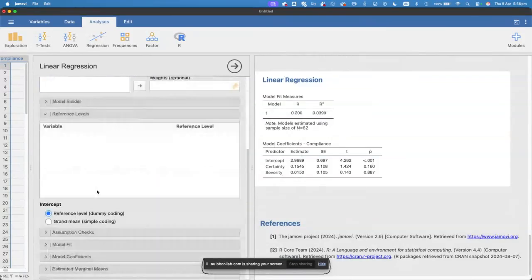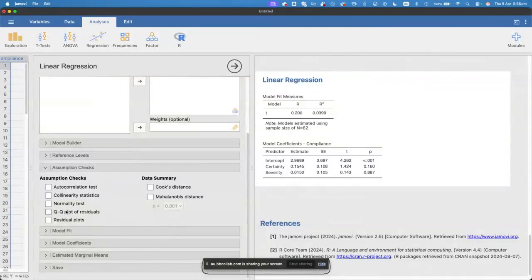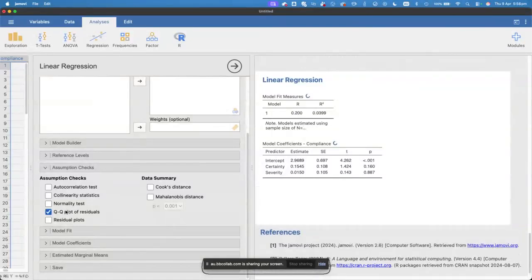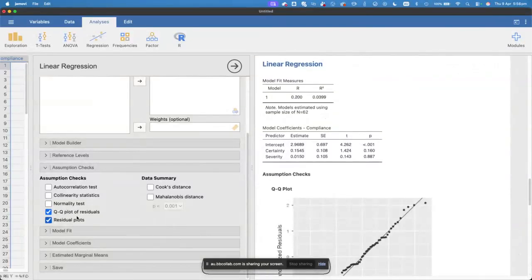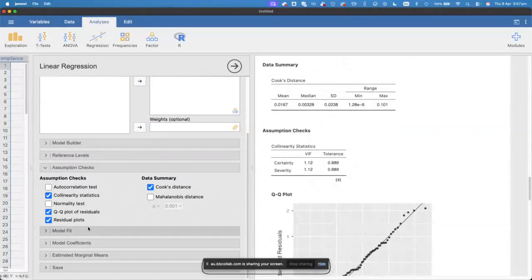And we want to select a few things. Go into assumption checks. We want to check the assumption of normality through the QQ plot, fitted versus residuals, multivariate outliers through Cook's distance, multicollinearity through variance inflation factors.